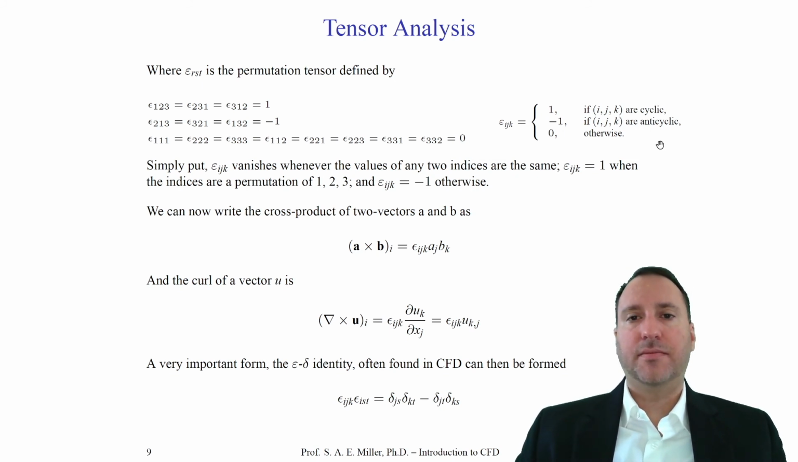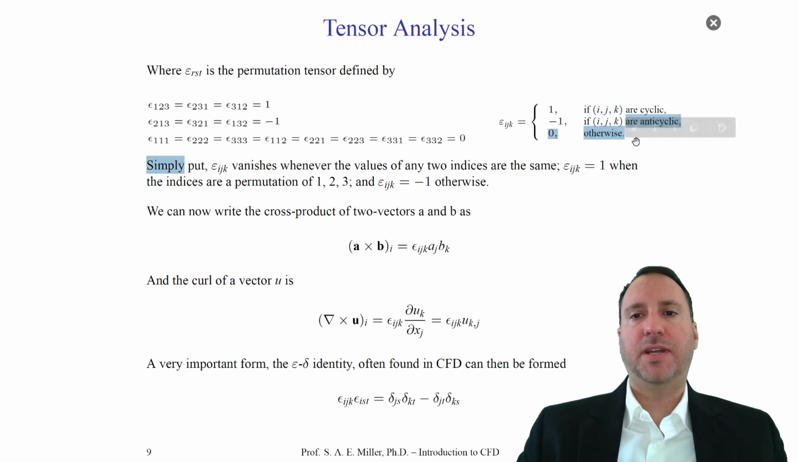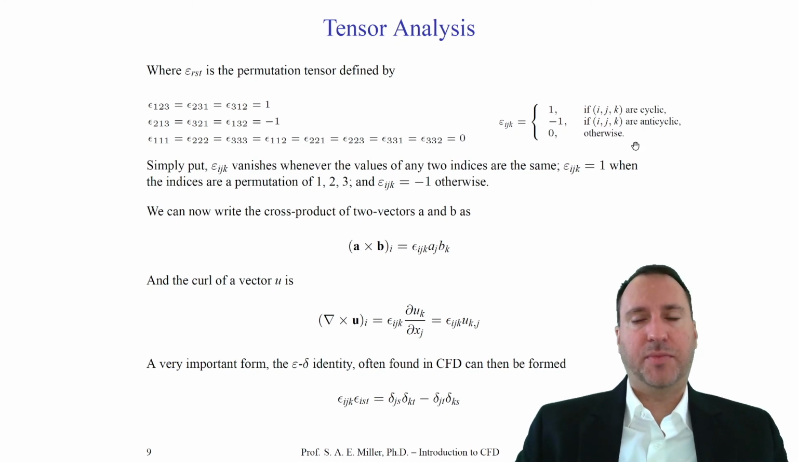Epsilon ijk, or rst, we can just replace the subscript variables independently, will be 1 if i, j, and k are cyclic. It will be -1 if i, j, k are anticyclic. And it will be 0 otherwise. Let's look at some examples. By cyclic, I mean the order of the values of the variables. For example, 1, 2, 3 would be cyclic. 3, 2, 1 would be anticyclic. Let's look at the examples where we have 1, -1, or 0.